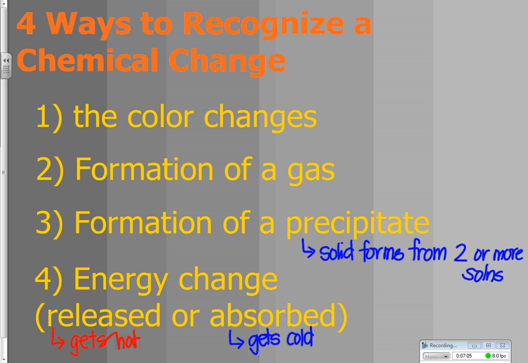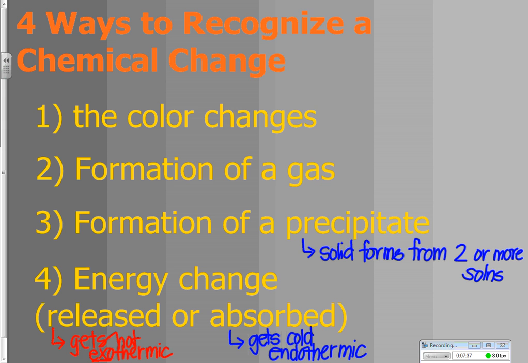And we use words to describe those. When it's getting hot, we say it is exothermic. Exo means out, so heat is leaving outside of the reaction. When it gets cold, we say that it is endothermic. Endo means in, and heat is going into the reaction, leaving the outside feeling cold. We will show you examples of these in class so that you get a chance to see this for yourselves.